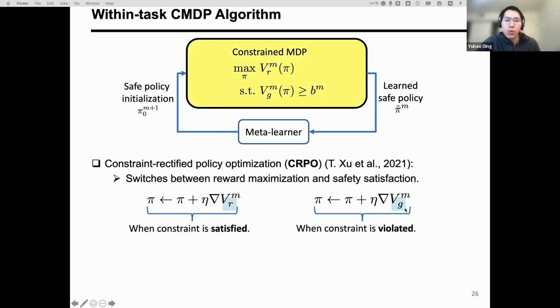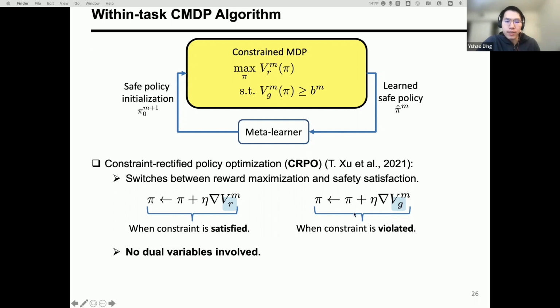And to solve each within-task CMDP, we focus on a method called constraint rectified policy optimization, CRPO. It is a pure primal-based online CMDP algorithm which switches between reward maximization and safety satisfaction. In particular, it will perform the objective optimization when the constraints are all satisfied, and it will perform the constraint minimization if there is a violated constraint.